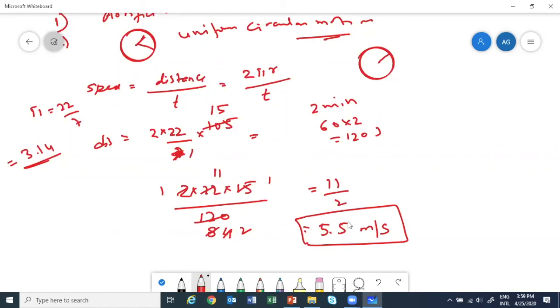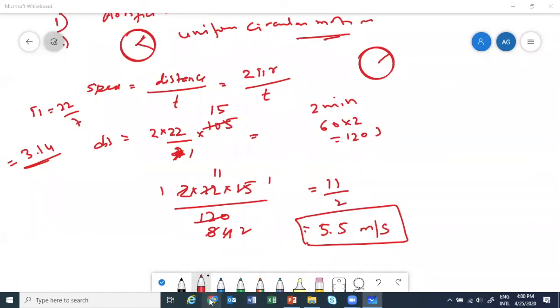Any doubt on this? Both are the same. 22 by 7 and 3.14 give the same value. Sometimes for easy calculation, we take 22 by 7 here. If you calculate with 3.14, the answer will also be the same. Okay, based on that, this chapter is over, and you can do the NCERT questions.